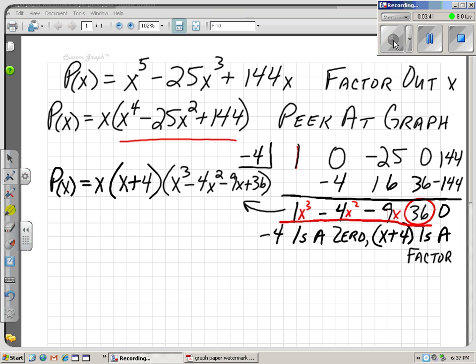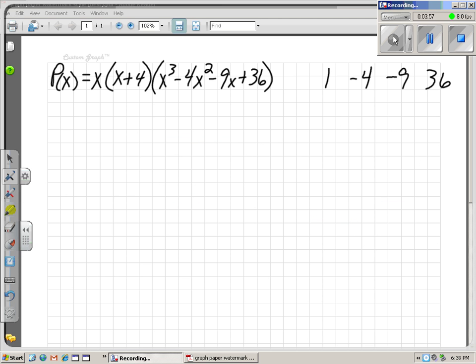All right, now let's look at this remaining polynomial here, and let's test one of the other roots. Now, I suspected that 3 was probably a 0 from peeking at the graphing calculator. So let's test the number 3. Let's see if 3 is a root or a 0. So I have my coefficients, 1, -4, -9, and 36. I'm going to check the root 3, or the 0, 3. I want to see if that's one of my x-intercepts. Why don't you guys pause the video and do that synthetic division real quick.